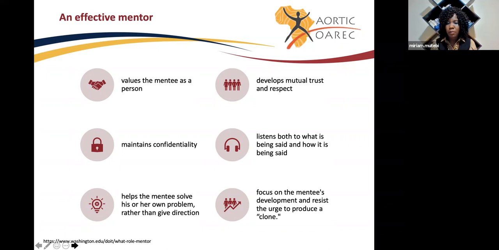And again, focus on the mentee's development and resist the urge to produce a clone. Dolly was fine, but we don't need replicates. Your mentee might not necessarily have the same skill set or strengths that you have. The idea is to build the individual with their strengths and help to push them forward in the direction that best suits their unique abilities and skill sets.